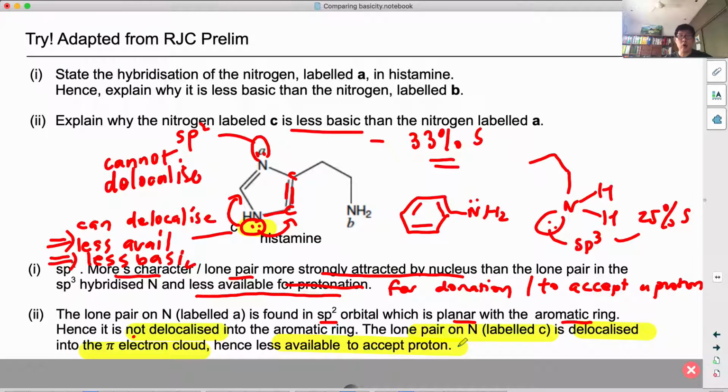All right, so I hope this clarifies some more tricky basicity questions regarding nitrogen compounds. Please take note, it may just come up in your prelim questions.